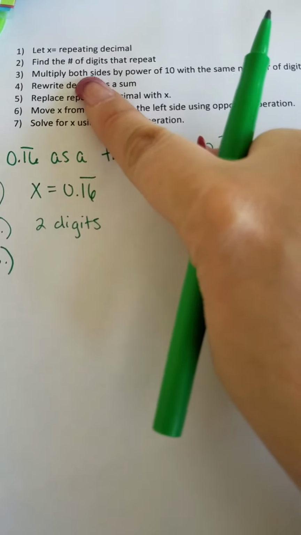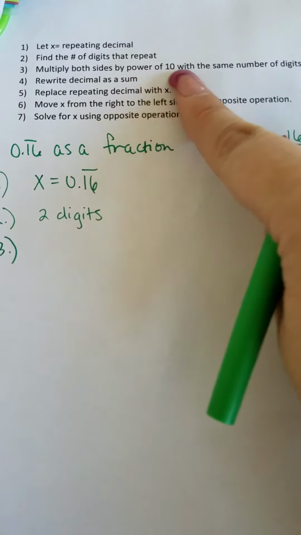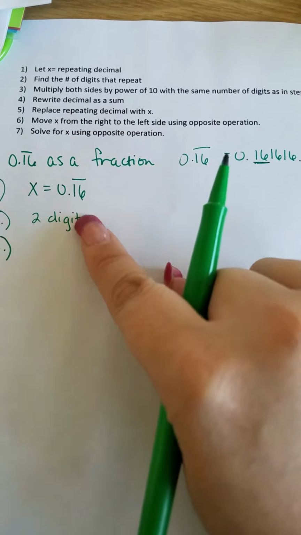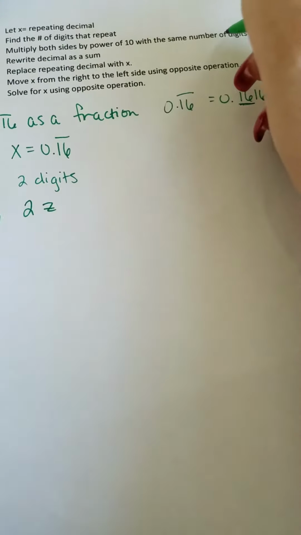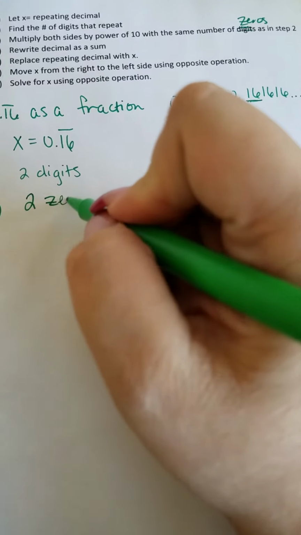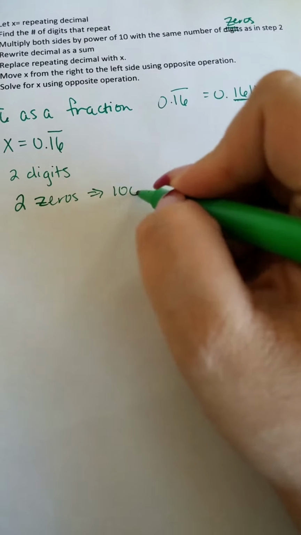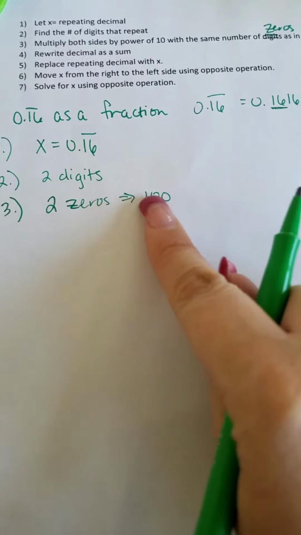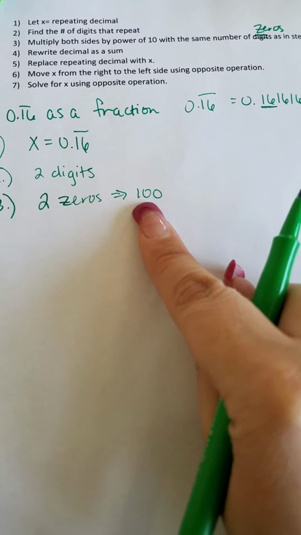Step number 3 says multiply both sides by a power of 10 with the same number of zeros as the digits in step number 2. So step number 2 had 2 digits. 2, that should be zeros, my bad. So 2 zeros. What number has 2 zeros? And the answer to that question is 100. So therefore, because this has 2 repeating digits, we're going to use 100. 2 digits, 2 zeros, 100.